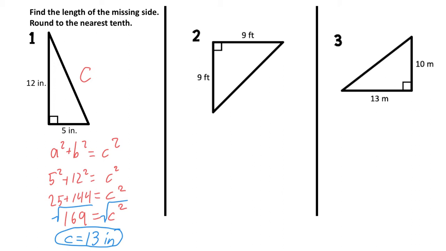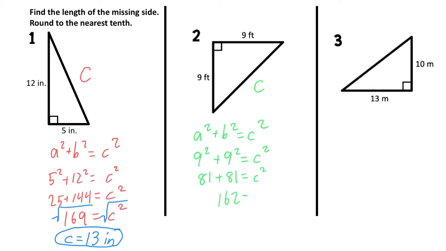Let's look at the second example. In this case, we once again have the two shorter sides. In this case, each of them is 9 feet. So we are going to replace a and b with 9 feet. That leaves us with a squared plus b squared equals c squared. So 9 squared plus 9 squared is c squared, or 81 plus 81, which is 162.